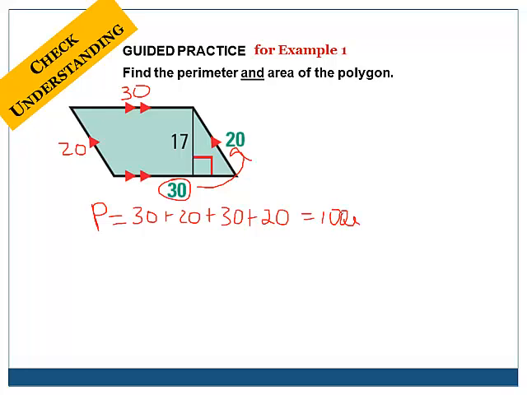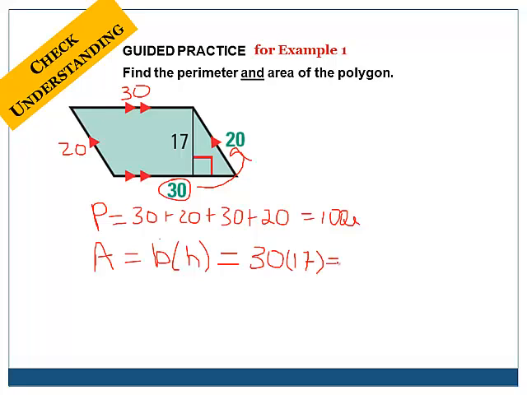That's for perimeter. For area, again, little b times little h. So little b in this case is the one that's on the floor, which is 30, and the one that gives you the perpendicular segment, or the distance between the two sides, would be 17.